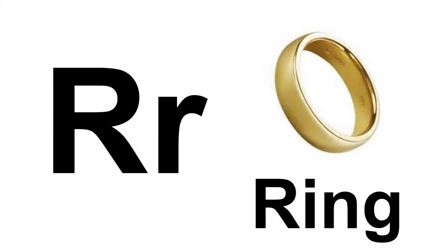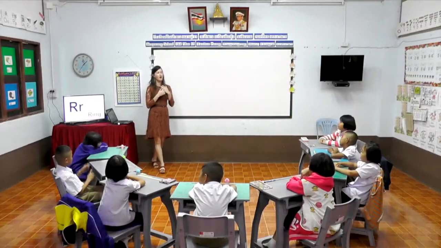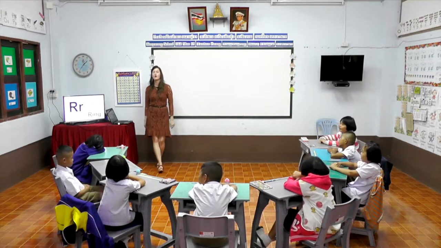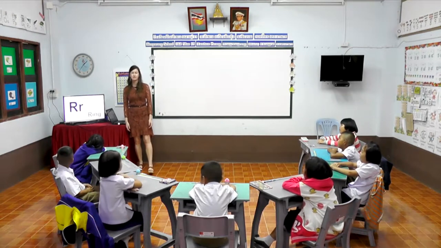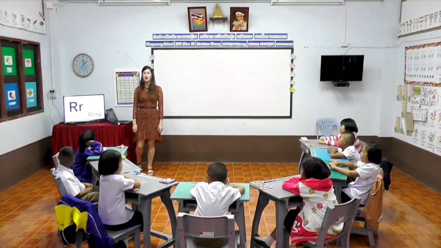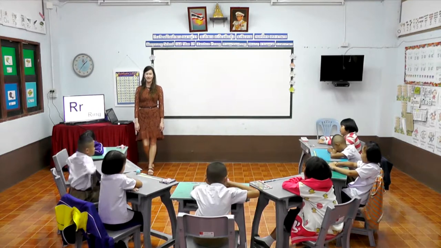Queen. What letter is this? R. What's this a picture of? Something that goes on your finger. A ring. R is for ring. R is for ring. Ruh, ruh, ring.